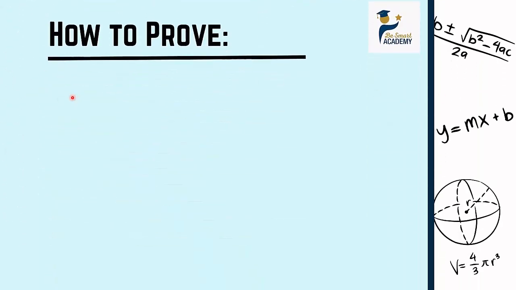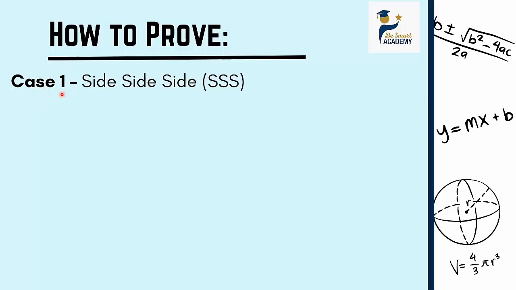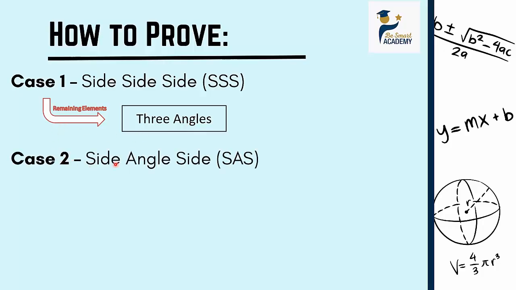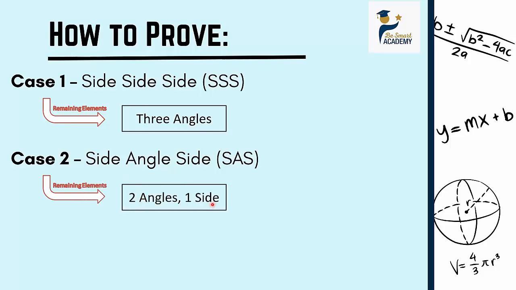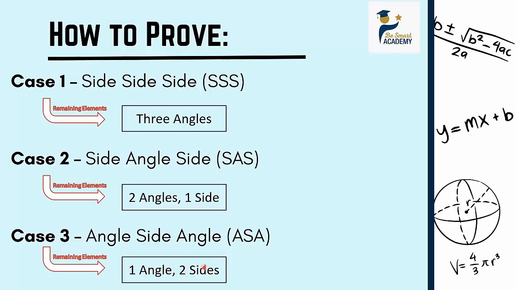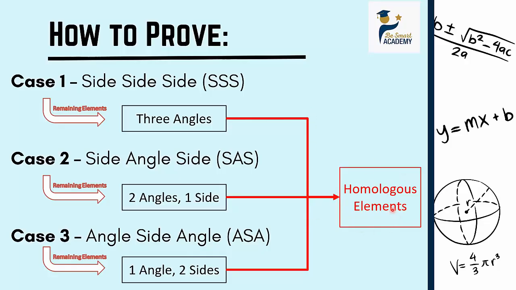Then how do we prove that those triangles are congruent? Starting with the first case, side, side, side, we use 3 sides equal to the corresponding 3 sides of the second triangle. The remaining ones are 3 angles. Here we use side angle side, SAS. The remaining ones are 2 angles and 1 side. We use 2 sides and 1 angle. Similarly, case 3, angle side angle, we use 2 angles with 1 side. The remaining ones are 1 angle and 2 sides. These remaining elements we can name the homologous elements.